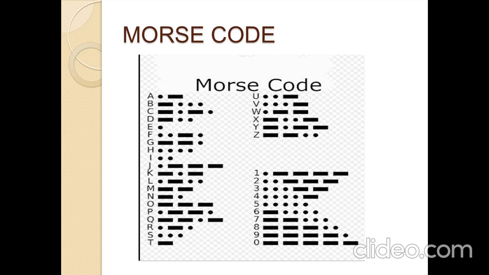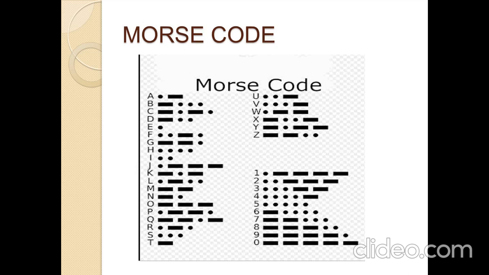For F, did da did. For G, da did. For H, did. For I, did. For J, did da. For K, da did da. For L, did da did. For M, da. N, da did. O, da. For P, did da did. For Q, da did da. For R, did da did.